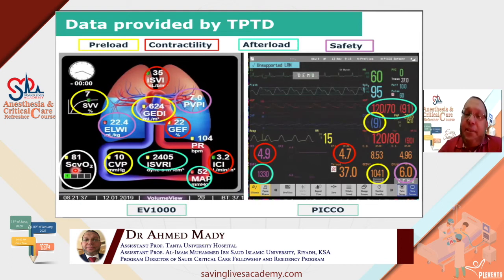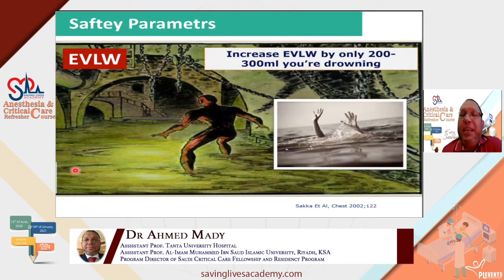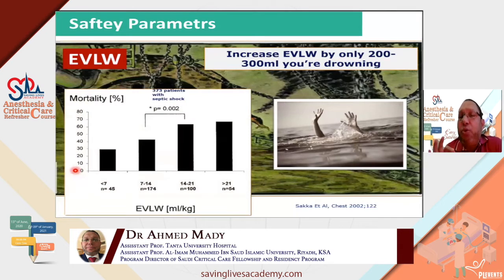The importance of the safety parameter, let me focus on this one. As all of us know, your lung is a dry, dark, and dank space to allow gas exchange easily. Extravascular lung water is any fluid outside the pulmonary vasculature. You can imagine it is a very small amount. With 200 ml of extravascular lung water, the patient will be drowning.